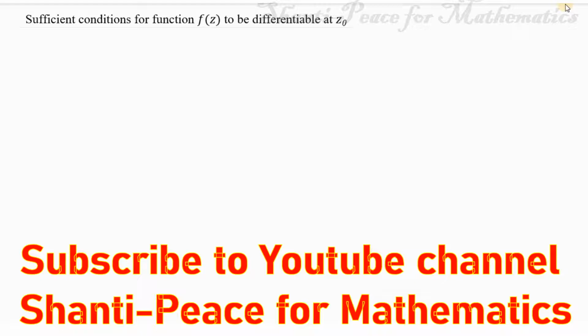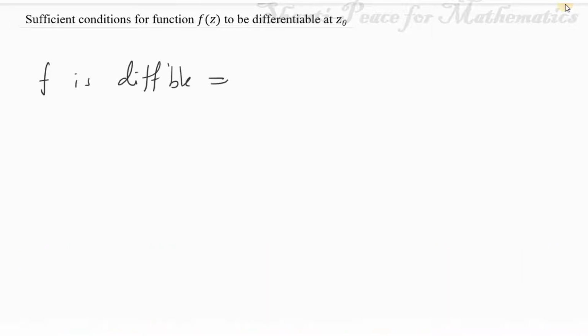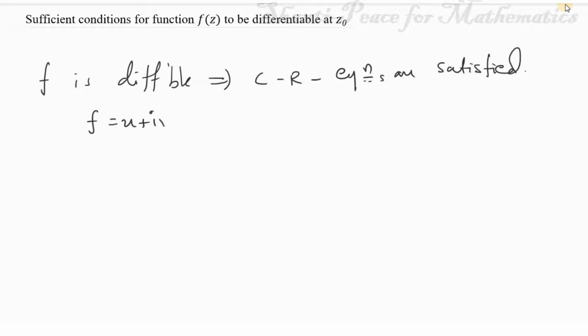So in the previous video, we have talked about this necessary condition for differentiable function, which tells you that if f is differentiable, that implies the CR equations are satisfied. What is the CR equation? If f is of the form u plus iv, then ux, that is the partial derivative of u with respect to x, is the same as vy, and uy will be the same as minus vx.